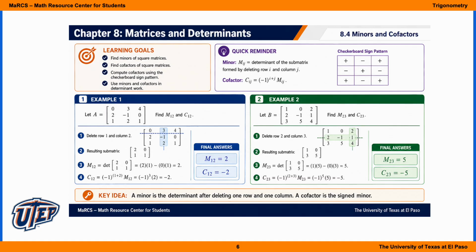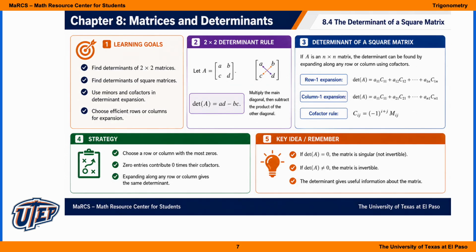So here's the key idea. A minor is the determinant after deleting one row and one column. A cofactor is the signed minor. Now once again, here's the 2 by 2 determinant rule. If A is a 2 by 2 matrix with entries a, b, c, and d, then the determinant of A is a times d minus b times c.